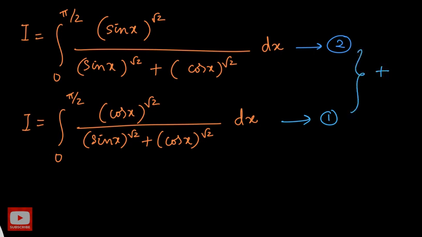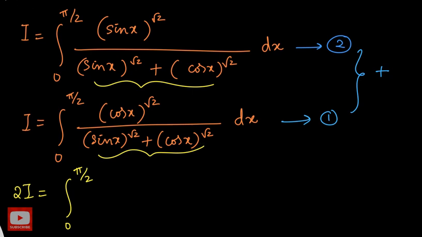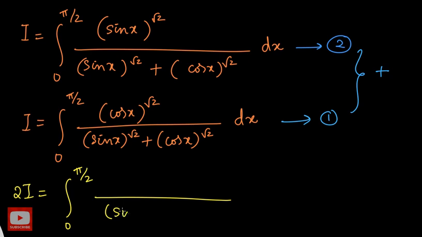What will happen if you add the left hand side, that is I plus I? It will become 2I, right? On the right side, as you can see, both the integrals have the same limits, that is 0 to pi by 2. So there is no problem in adding them inside. So we'll just have the common 0 to pi by 2 and add these two integrals. Both of them have the same denominator, so we keep the denominator as it is, sine x to the power root 2 plus cos x to the power root 2.